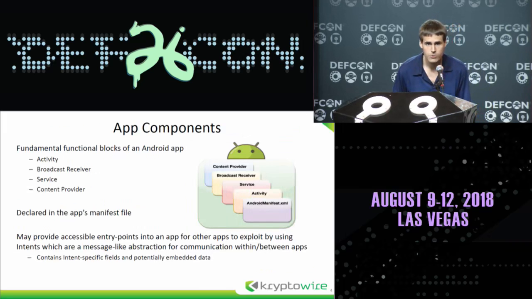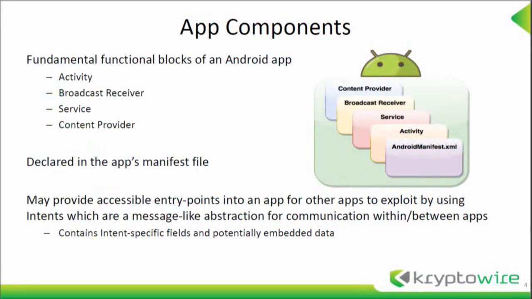So here's a little primer on Android. When you're building an Android app, there are certain functional blocks from which you can build your application. Each of these is a potential entry point into the application. When you create an Android application, you declare them in the AndroidManifest.xml file, and you communicate with app components using intents. That's just a framework-provided API class, which serves as a message to send to an app component, and you can also embed data in them.